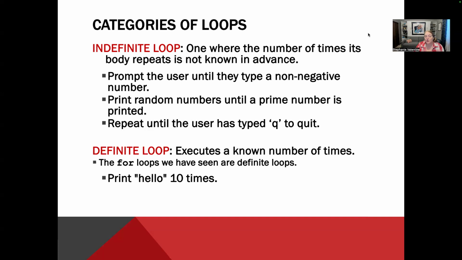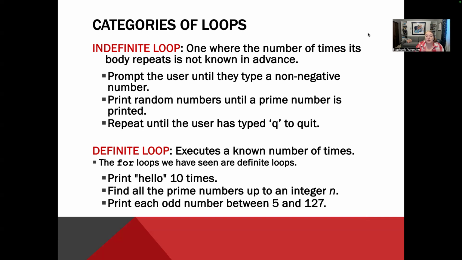These are definite loops. So this is something like print hello 10 times. I know that I want to say it 10 times, so I'm going to do that. Maybe you want to find all the prime numbers up to an integer of n. That means that we know we probably have to go up to n. So we know that we need to execute that loop n times. Also, maybe we want to print every odd number between something and something. All of these things we're able to determine in advance how many times we want it to execute.